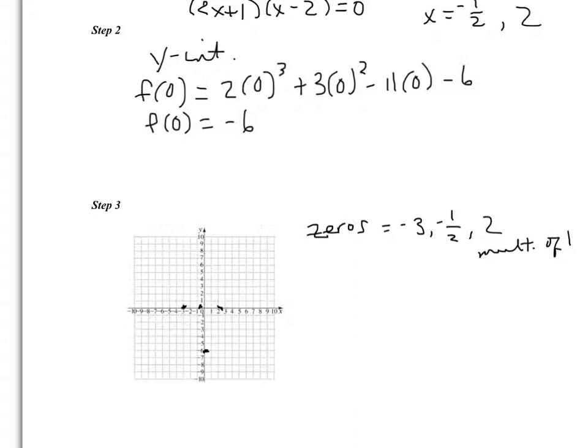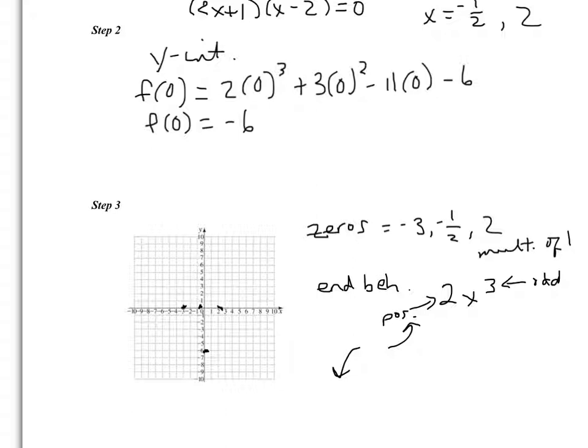Now, step 3 was to determine end behavior. And if you remember, for end behavior, the only thing I have to look at is that leading term. I'm just simply looking at 2x cubed. What I know is that it's odd and it's positive. That tells me it has to go down on the left, up on the right. So here's what happens when I try to sketch this graph.